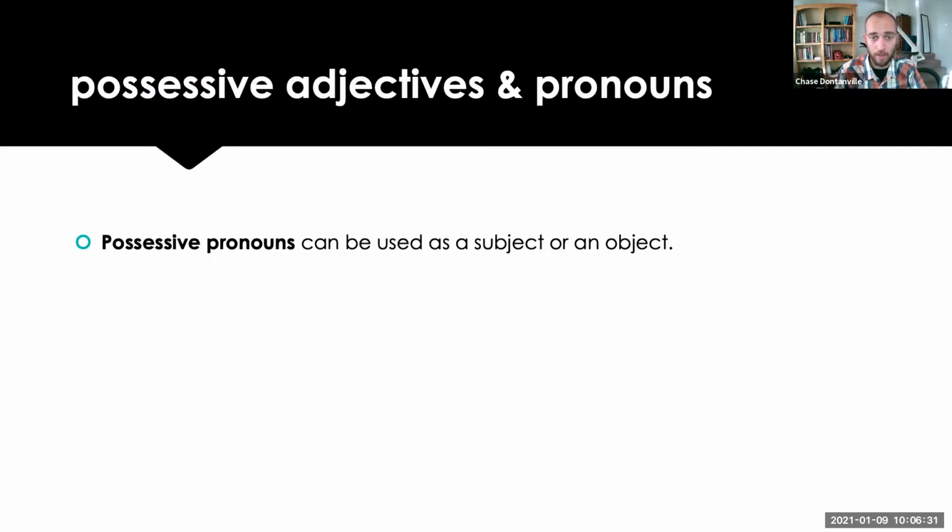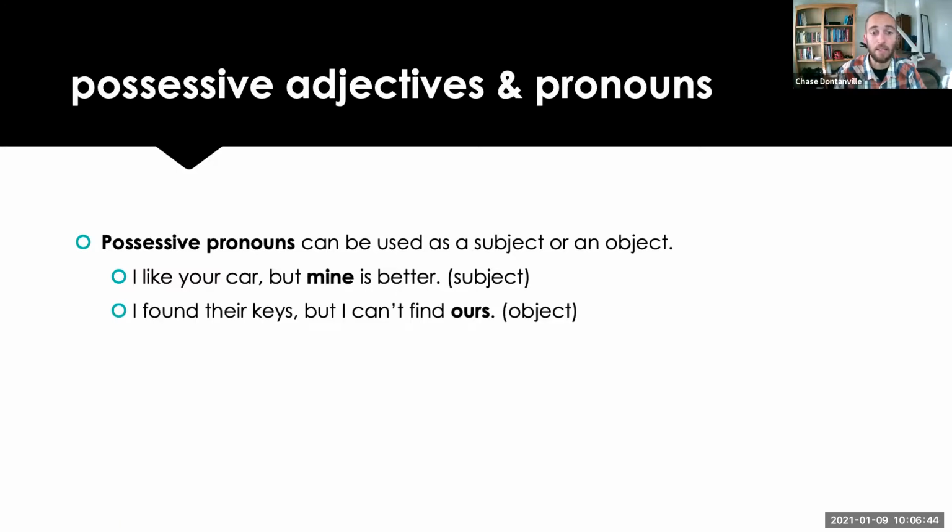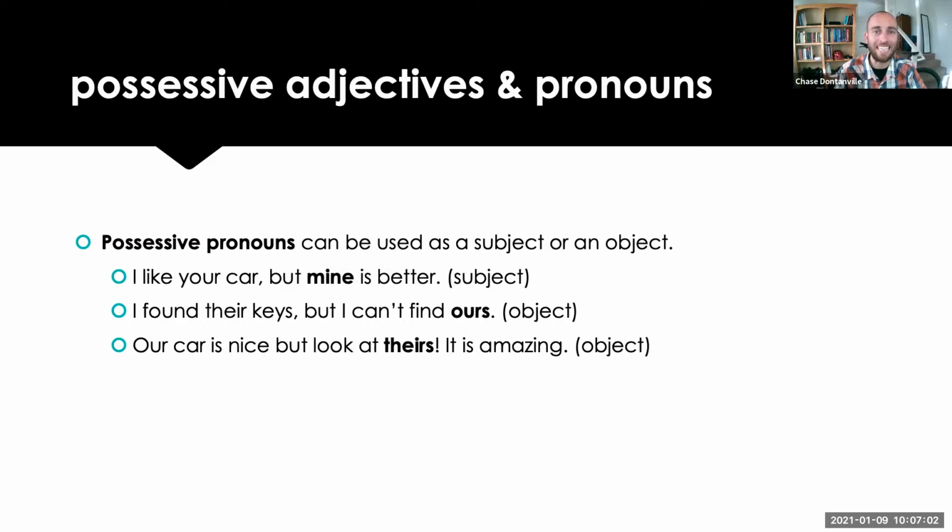Possessive pronouns can be a subject or an object. For example, I like your car, but mine is better. Mine is the subject, right? I found their keys, but I can't find ours. Ours is now the object for keys. So all of these possessive pronouns can be subjects or objects. Our car is nice, but look at theirs. It's amazing. Again, an example of a possessive pronoun as an object.